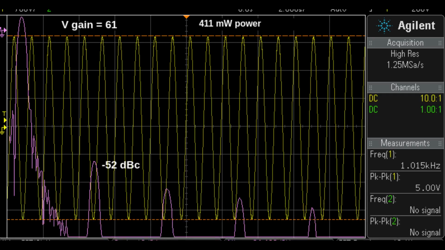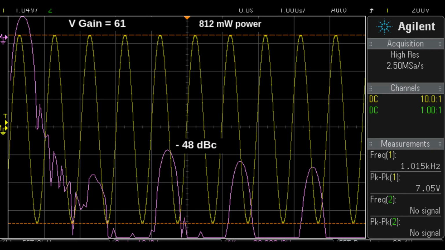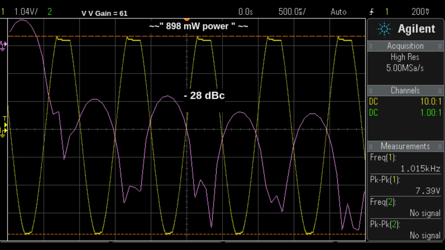Remember minus 52 dB down as we move to about 7 volts peak to peak, or 812 milliwatts output power. The harmonics are now less than or equal to minus 48 dBc. This still seems okay.